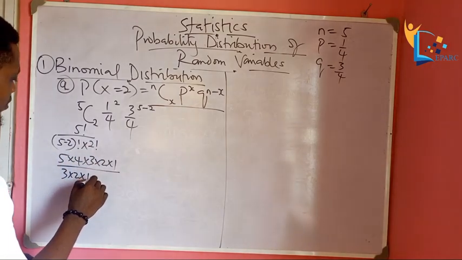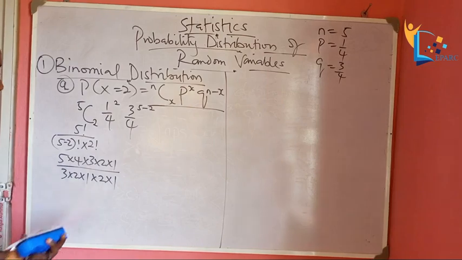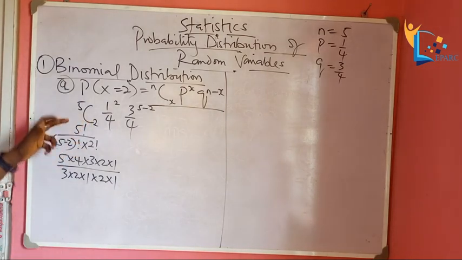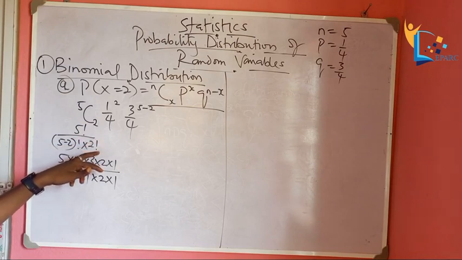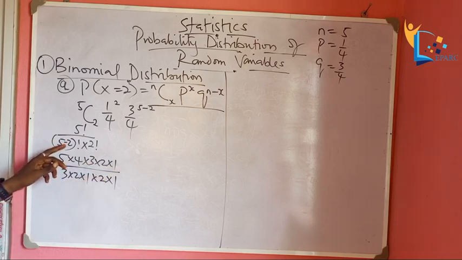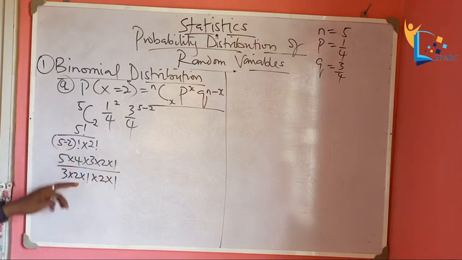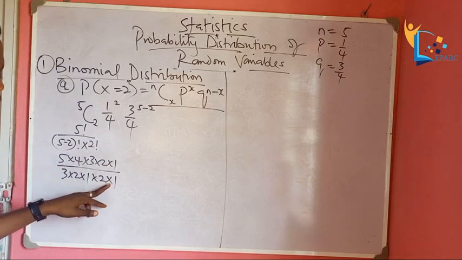2 factorial is 2 times 1. Okay? 5 combination 2 is 5 factorial over (5 minus 2) factorial times 2 factorial. So 5 times 4 times 3 times 2 times 1. Then 5 minus 2 will give us 3, 3 factorial, so 3 times 2 times 1. Then times 2 factorial will give us 2 times 1.